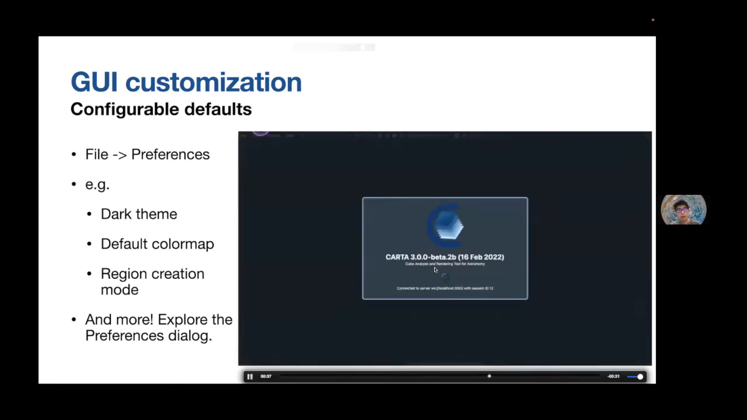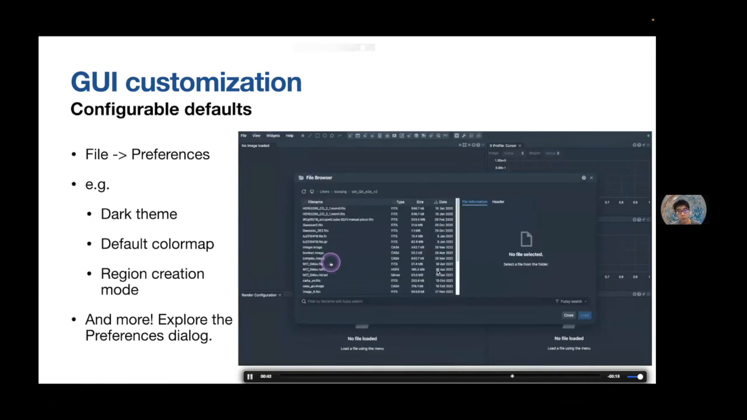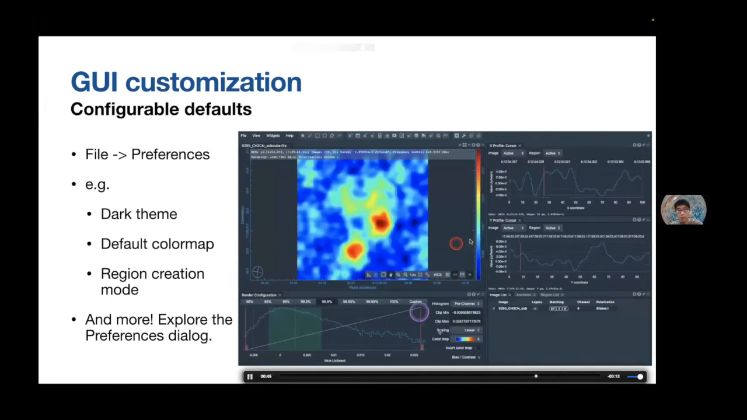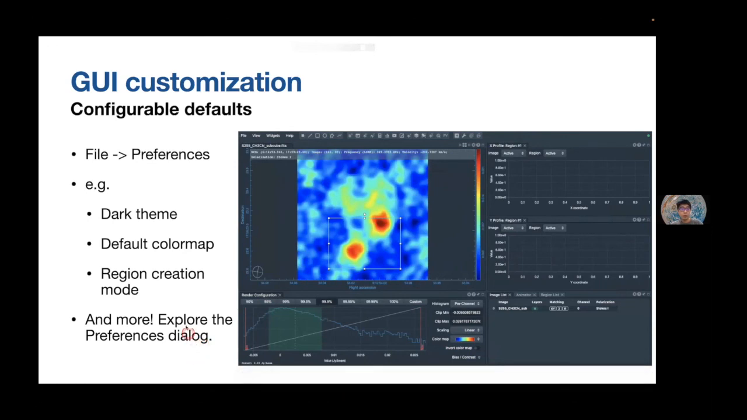Then the next time when you launch CARTA, see, this is the dark mode. And you load the image. And the default color map now is jet. And if you generate a region, then it's corner to corner correction mode. Okay, and there are actually a lot more that you can configure. So please try to explore the preference dialog.